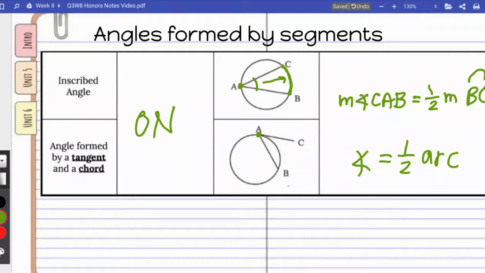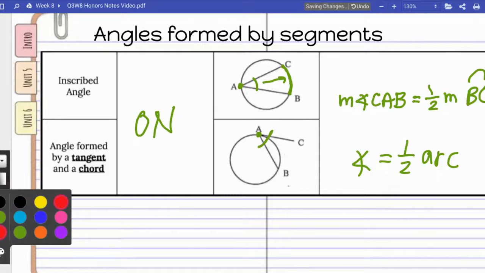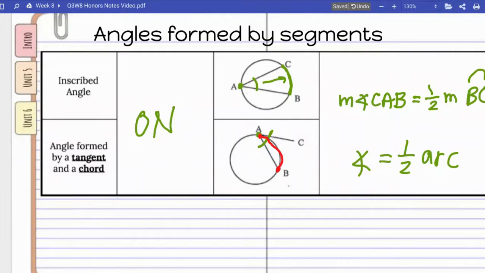On this picture, it's a little bit harder to see because your angle's right here. But where's your arc? Your arc starts at A and it goes to B. So your arc actually starts at the vertex of the angle, even though the angle is CAB. So in this example, the measure of angle CAB is equal to half of the measure of AB.